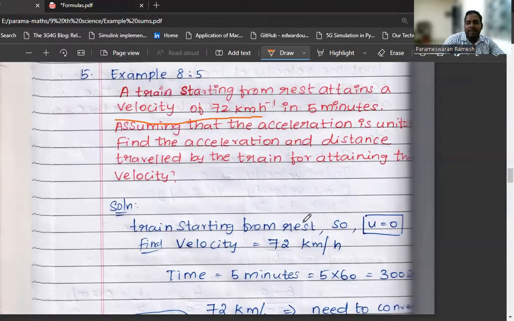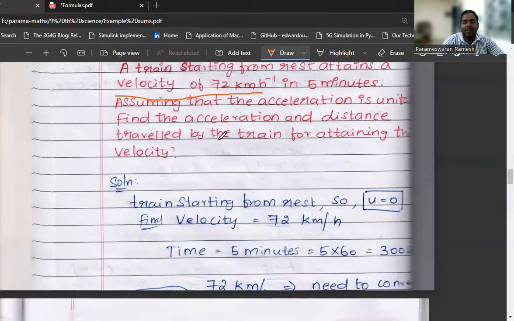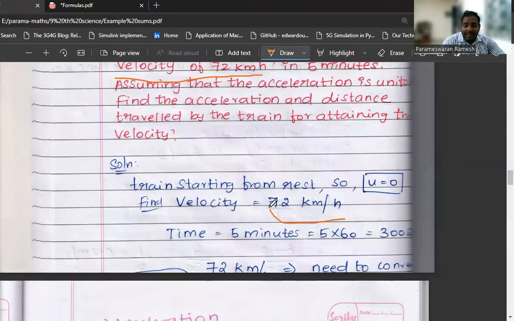The train starts from rest. So rest means you know that the initial velocity would be equal to 0. So we have to write U equal to 0. So what is the final velocity? The train is moving, so the velocity would be 72 km per hour. Our answer is to be in meter per second, but here it is 72 km per hour.